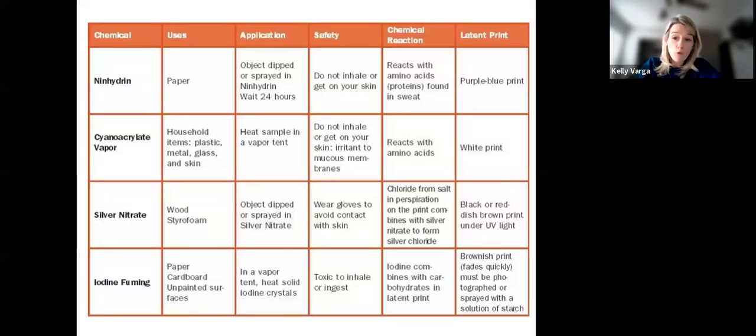And again, it will form a print that is a brownish color, but you have to photograph it really, really quickly, because the second you remove the container that it's in, which is keeping those fumes trapped, you allow for diffusion of those molecules to go out and play with other molecules in the air, and that iodine will jump off. It will remove itself from the carbohydrate. So you have to take a picture pretty quickly. I am not going to worry about the vaporization of this, so don't worry about that. It's ninhydrin, silver nitrate, and iodine fuming that I would be concerned with.